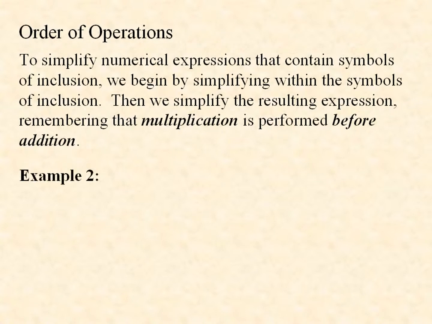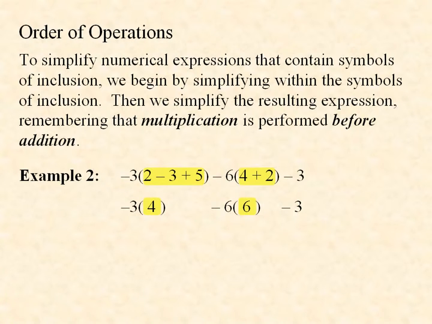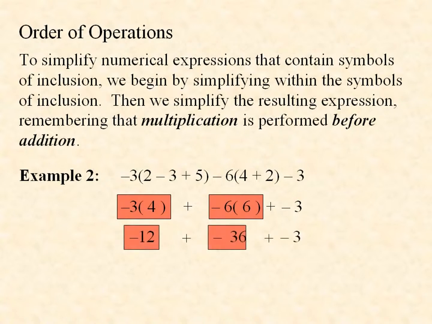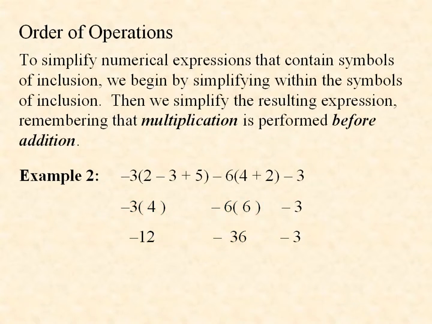Here's another example. Negative 3 parentheses 2 minus 3 plus 5 minus 6 parentheses 4 plus 2 minus 3. We simplify within the parentheses first. That gives us negative 3 times 4 minus 6 times 6 minus 3. Then we rewrite it as an addition and do the multiplication parts. Gives us negative 12 plus negative 36 plus negative 3. And then we finish the problem. That gives us negative 51.